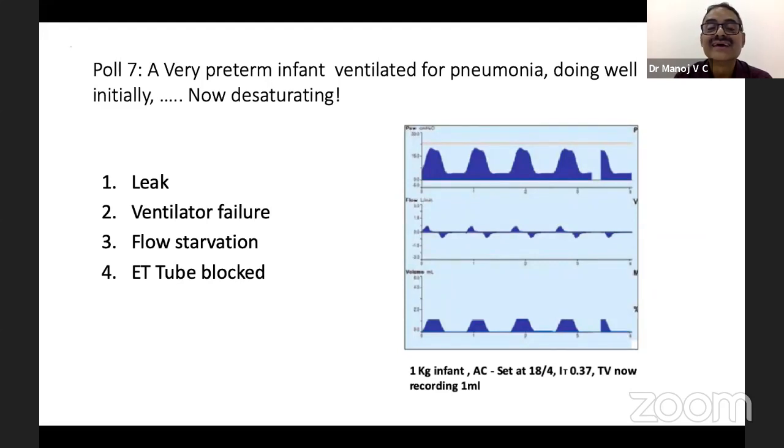So here the ventilation was for pneumonia, and the baby was initially doing well. Then suddenly you got a call and you see that the baby is desaturating. You looked at the pulmonary graphics and this is what you find. What is the problem here? Is it a leak? Is it a ventilator failure? Is it flow starvation? Or is it an ET tube blocked?